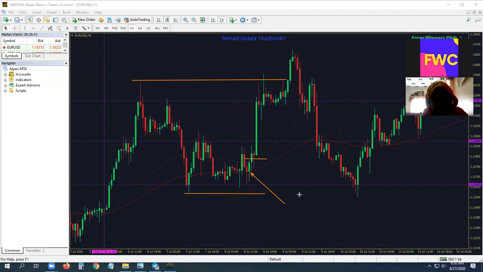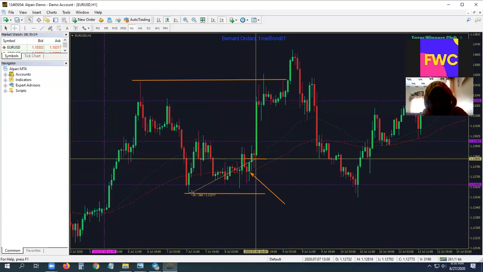Okay? So if you look at it, from my entry to stop loss is about 26 pips. From my entry to take profit is about 60. So it's almost twice or 2.5 times my risk. My risk is here, about 30 pips. My reward is about 60 pips. 1 to 2 risk to reward.